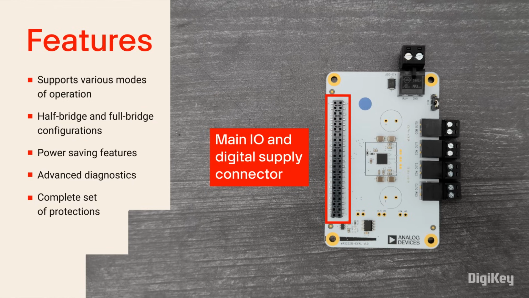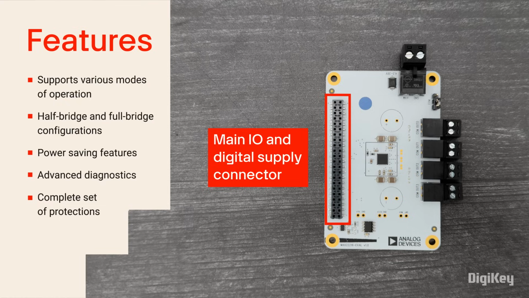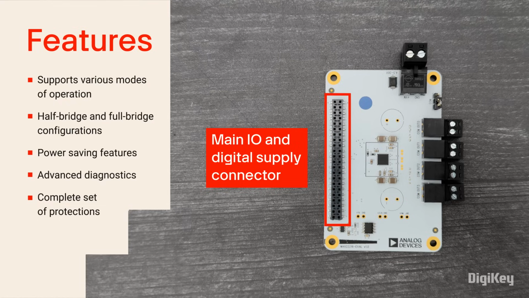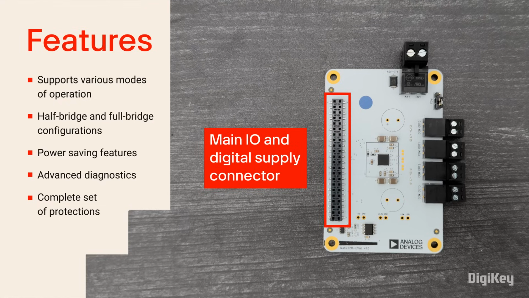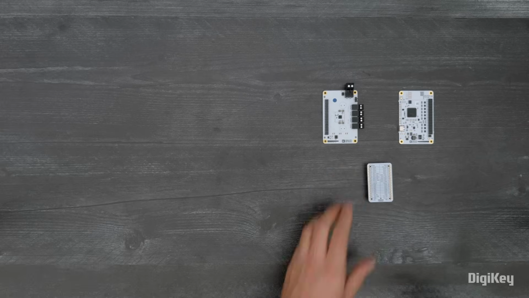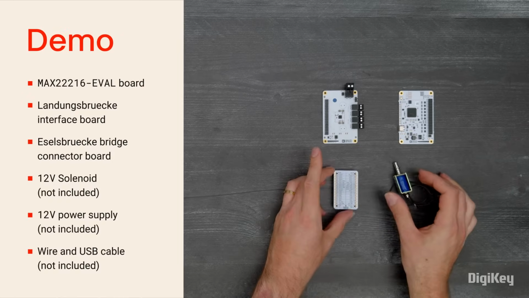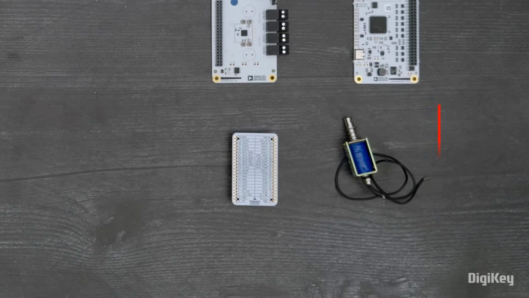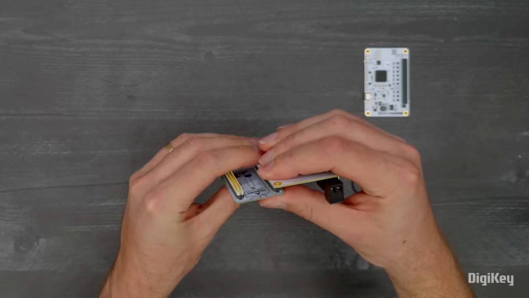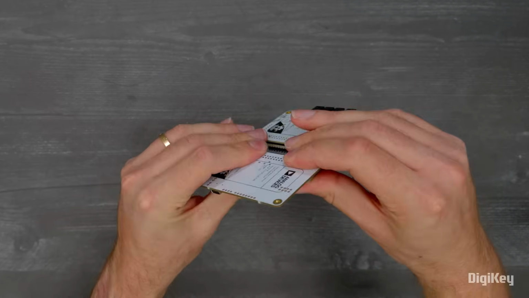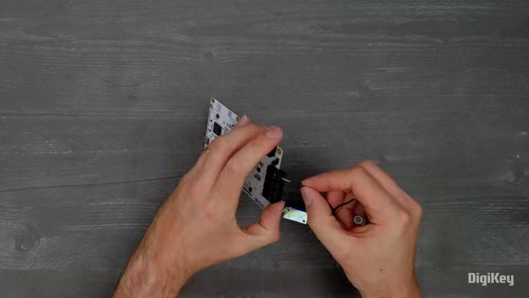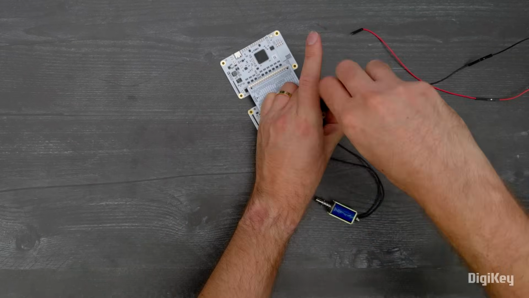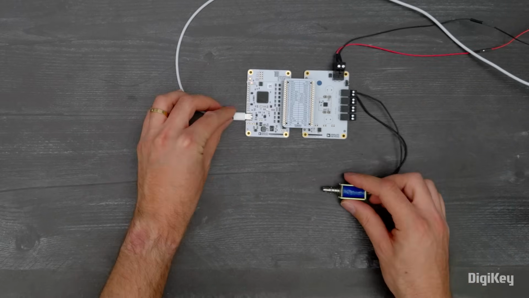The main I/O and digital supply connector enables easy connection to the Landungsbrücke connector board using the Isitzbrücke bridge connector. In this demonstration, we'll cycle a 12-volt solenoid on and off as we measure the current using Analog Devices TMCL IDE. Assemble the boards, connect the solenoid, connect the power, and then connect the USB cable.